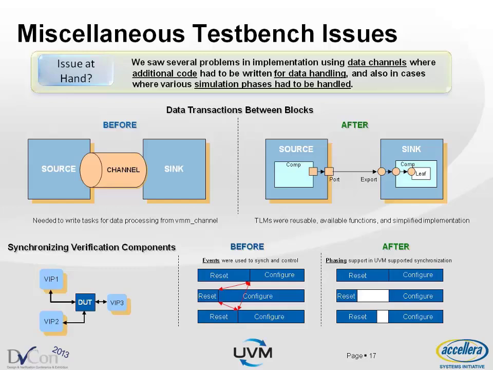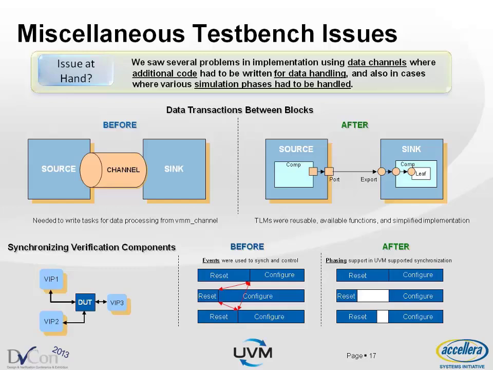Some of the miscellaneous test bench issues that we saw over time. When we were using the channel implementation, the test bench writers were writing a lot of their custom code. They were pathing down from one block to another block, doing A.B.C. If something happens, then do this. A lot of code was just gathering into components.